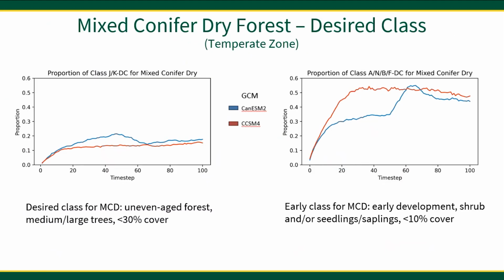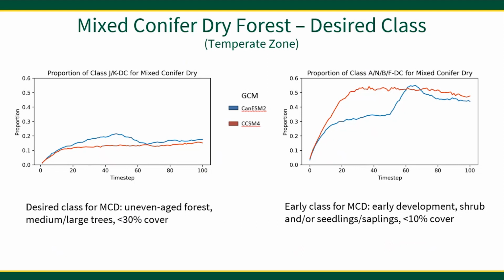One last thing, and maybe the most important thing that we can look at from this work, is desired class. In the model, mixed conifer dry forest does have several different successional states that are included. Planners working in the Southwest have a desired state that they would like to see mixed conifer dry in. The desired state is an uneven aged forest with medium large trees and less than 30% cover. Again, this is just for 2 GCM drivers, but both of them are saying that the proportion of mixed conifer dry in that desired class is at best maybe a little over 20%. So not what managers would like to see.